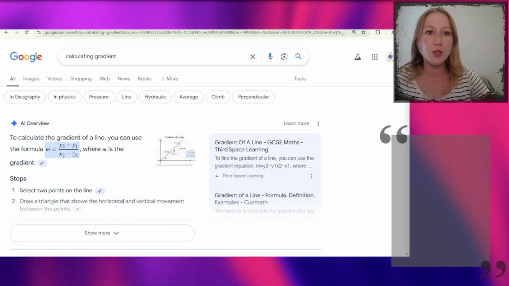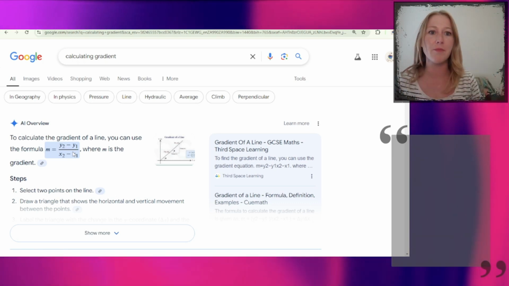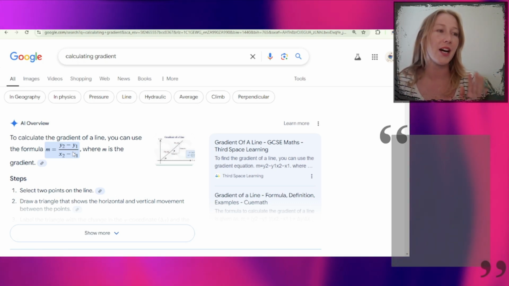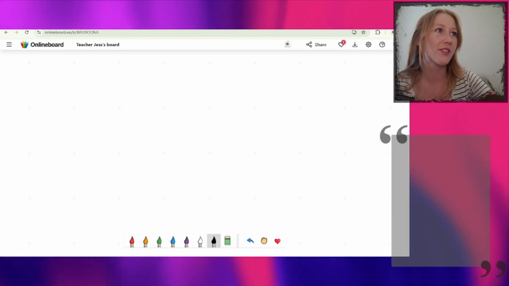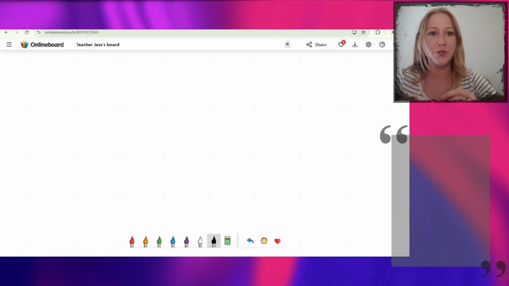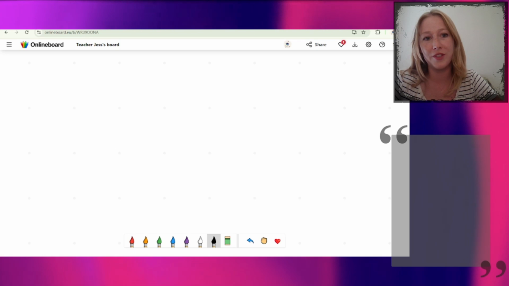But I want to approach this with the most simplified version, and I'm just going to use the formula up over across.